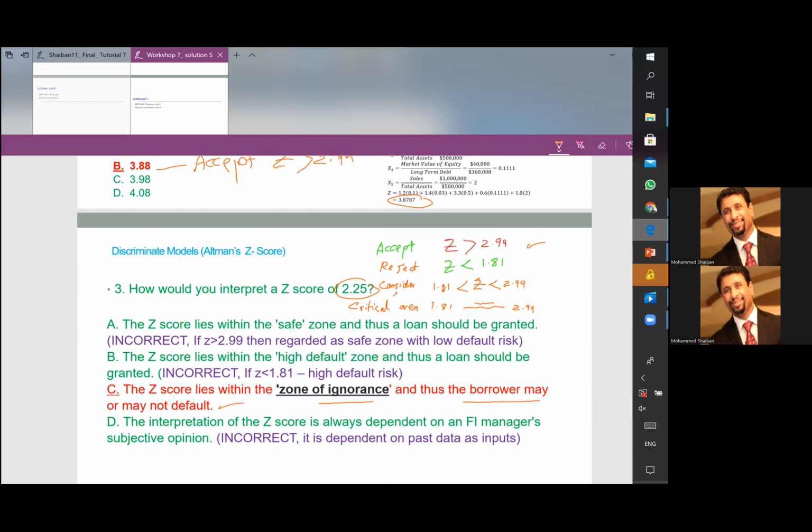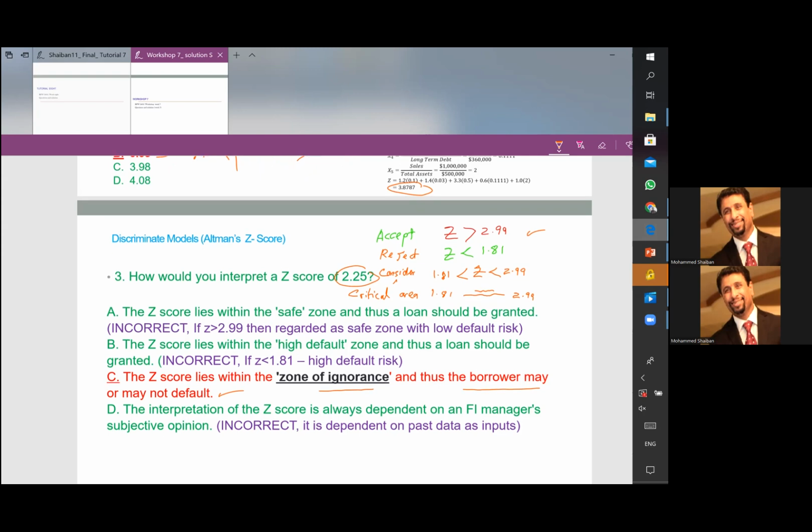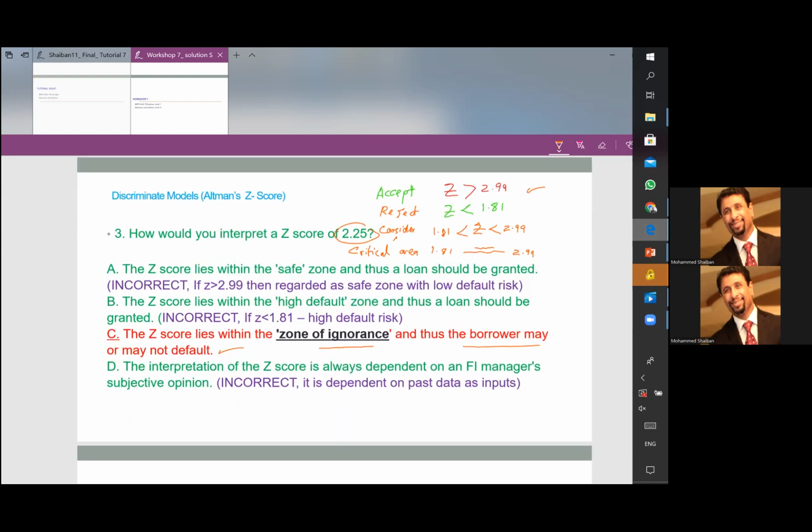But if you want to use numbers, science, actually it's less than the accepting area, but it's not very low like the 1.81, which is already for sure. So the other one is not safe. This is not incorrect.